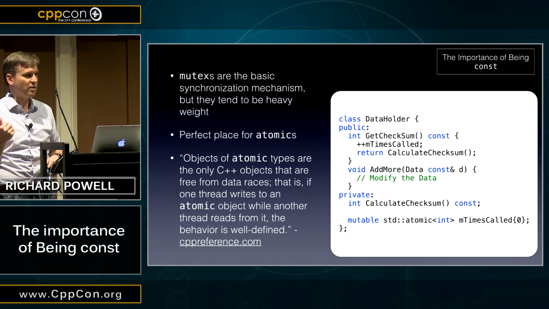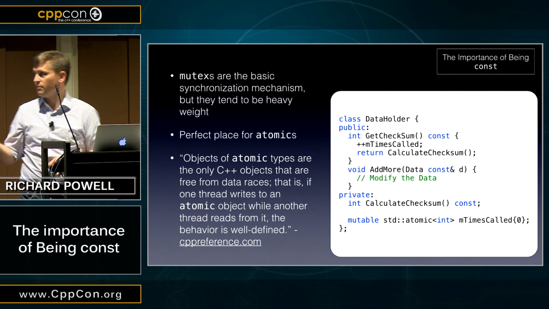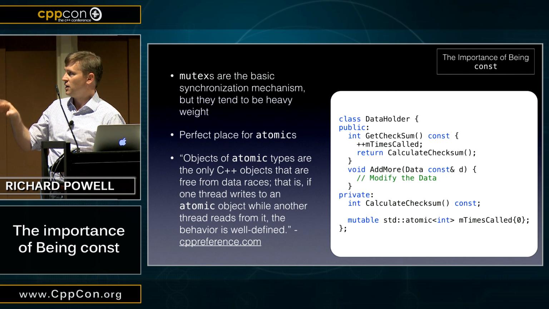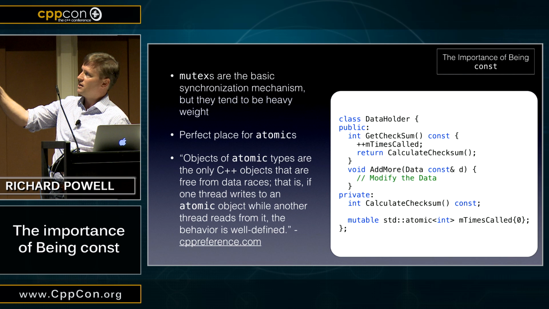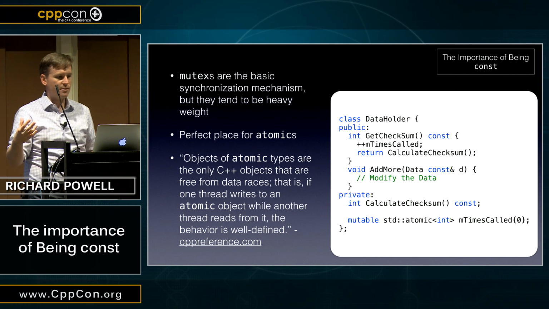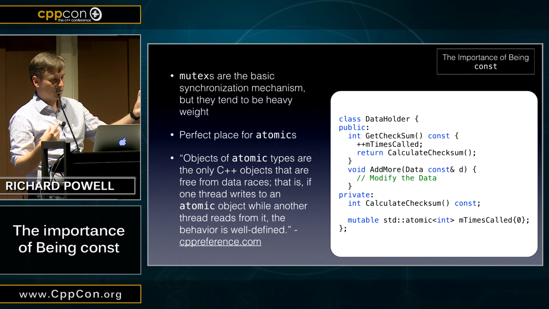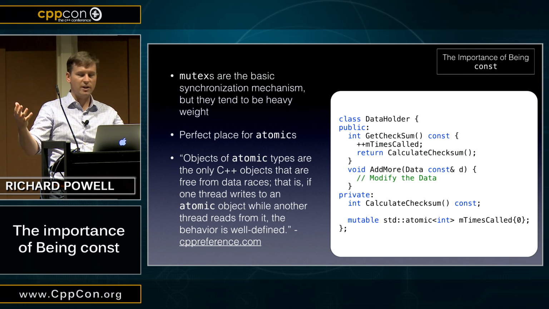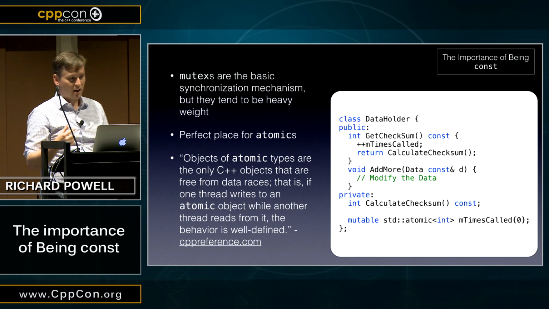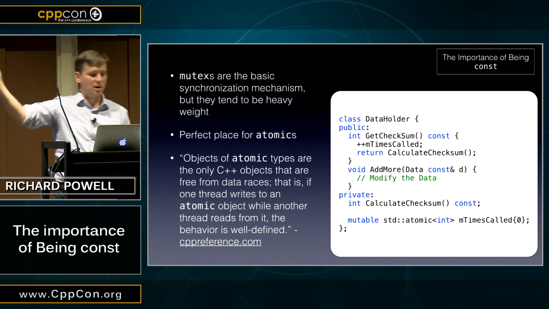And if you go to CppReference.com, which should be your go-to place for reading about the C++ standard library, it says here that objects of atomic types are the only C++ objects that are free from data races. That is, if one thread writes to an atomic object while another thread reads from it, the behavior is well defined. Hey, that sounds like exactly what we're doing. Great, cool. I am going to reach for a standard atomic here.